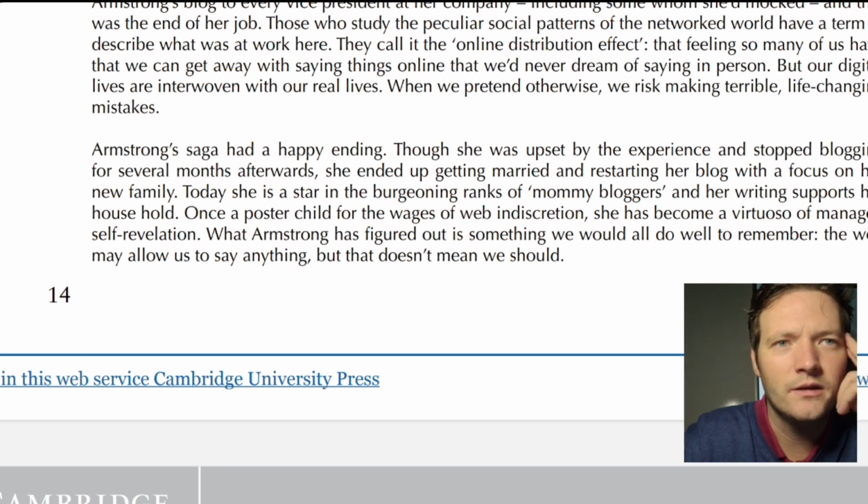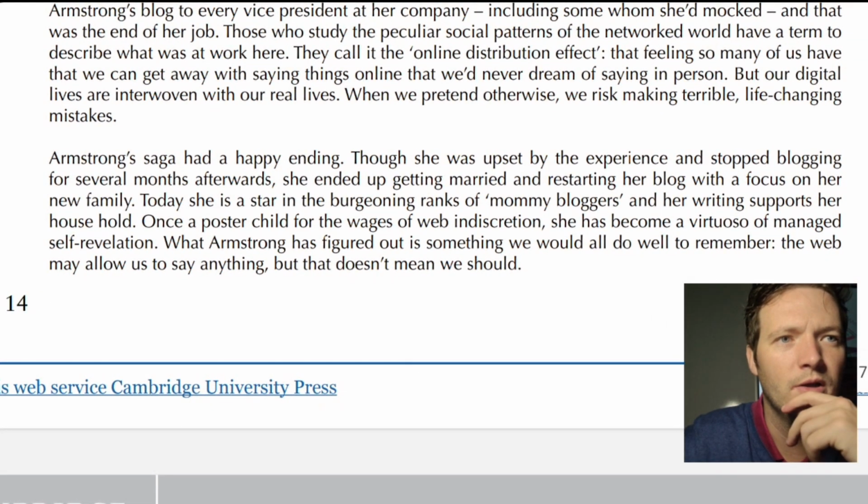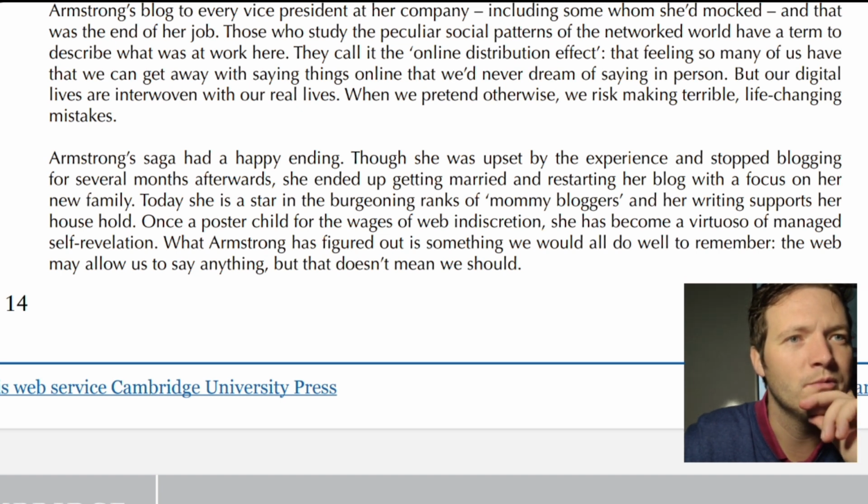It has a happy ending. She got married. She restarted her blog with a focus on her new family. She's a star. She's figured out something we should all do well to remember. The web may allow us to say anything, but that doesn't mean that we should.